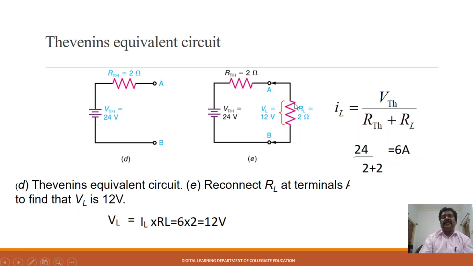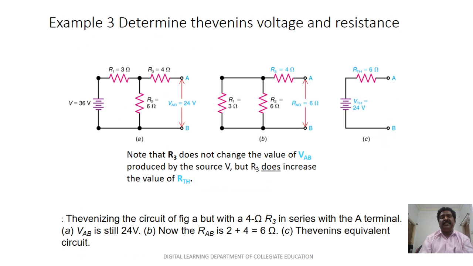To calculate the voltage across the load resistance, VL is equal to IL times RL from Ohm's law. 6 amperes is the current flowing and 2 ohms is the load resistance. 6 times 2, which is 12 volts, is the load voltage. This way you can calculate the current as well as the load voltage in the Thevenin's circuit. Seeing different problems, we can easily calculate by looking at the network how to calculate the voltage or the Thevenin's resistance.